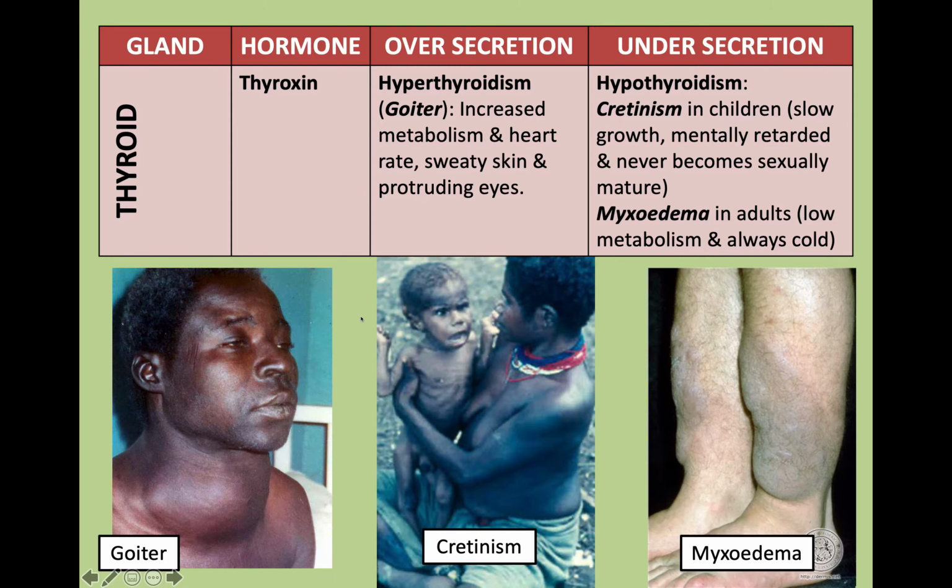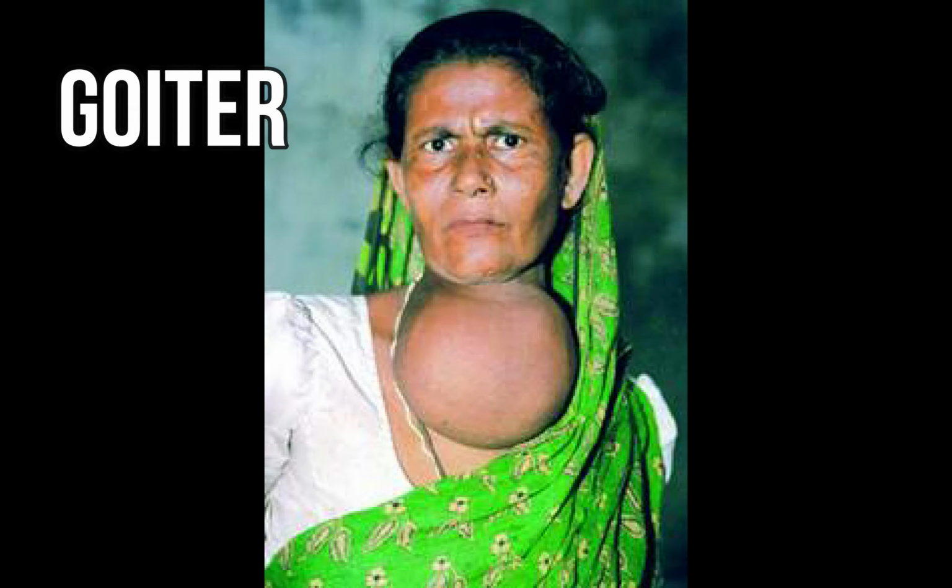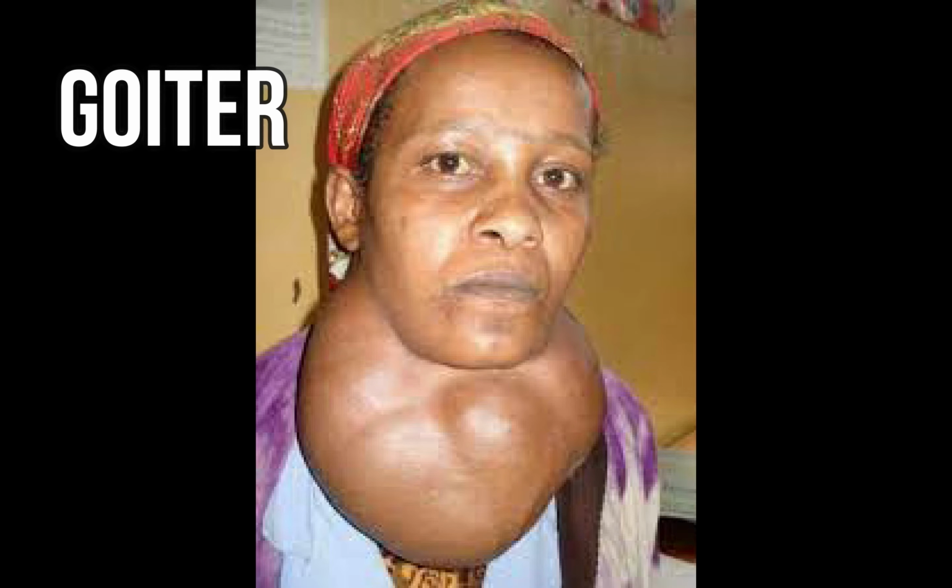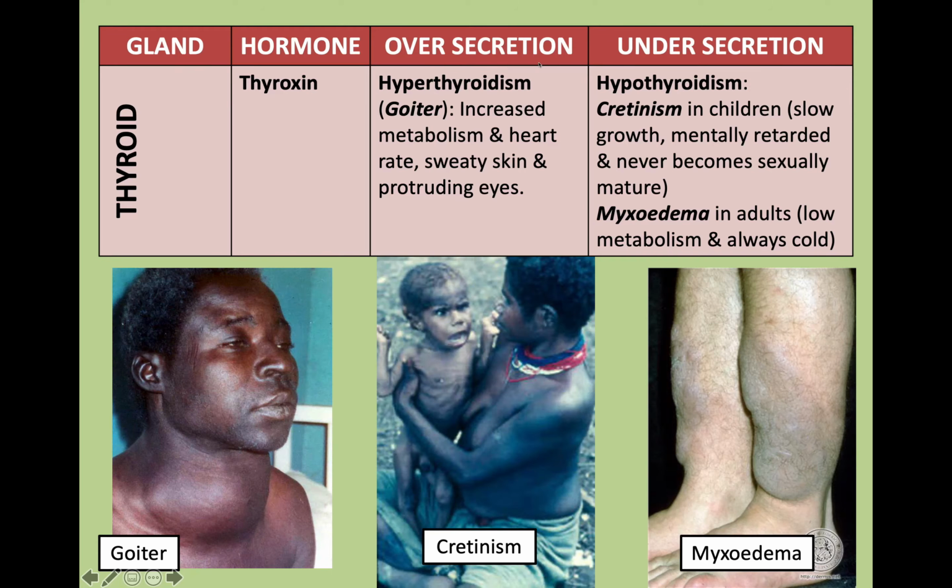Now, as mentioned before, if there is a lack of iodine in the diet, the thyroid gland can become very enlarged and make the neck very swollen. This condition is known as goiter. Hyperthyroidism occurs when there is too much thyroxin being secreted by the thyroid gland. Right, what are some of the symptoms we would expect in such a case?